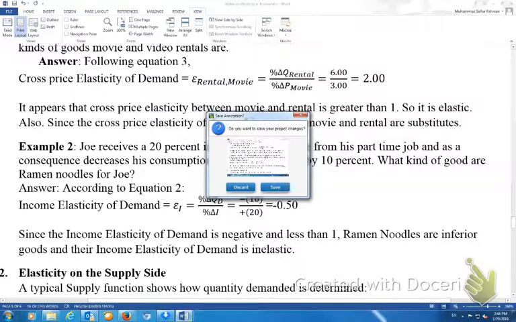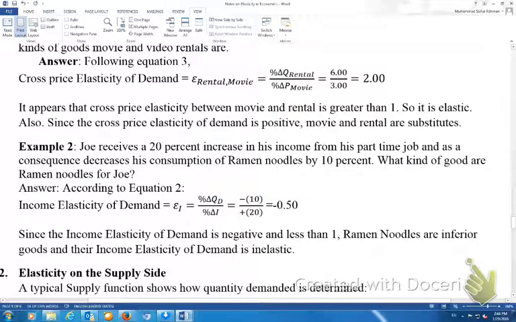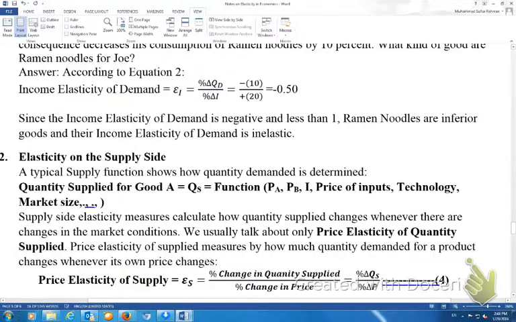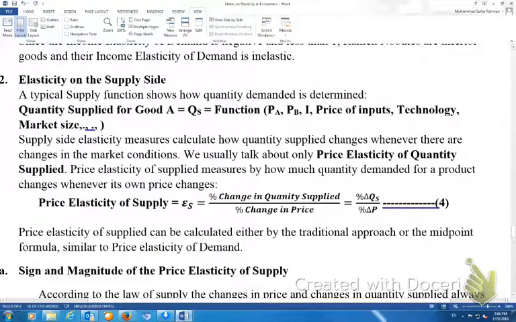So that really concludes our discussion of the three predominantly discussed concepts of elasticity in the context of demand. Now we are going to talk a little bit about the concept of elasticity on the supply side. A typical supply curve looks like the one that you're looking at.